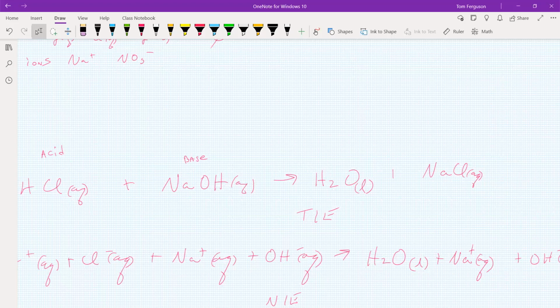Well, what happens is the H and the OH form water. And then what's left over is the sodium and chloride. So we dump hydrochloric acid and lye together, we end up making water and salt. So if you were to taste that after it cooled down, it would be salty.